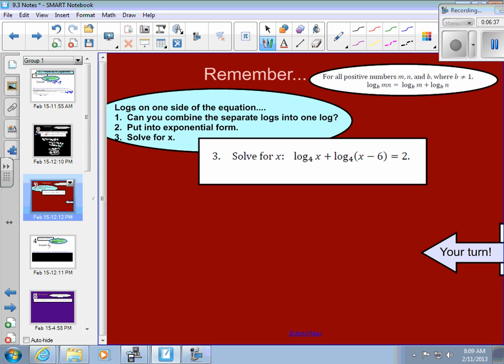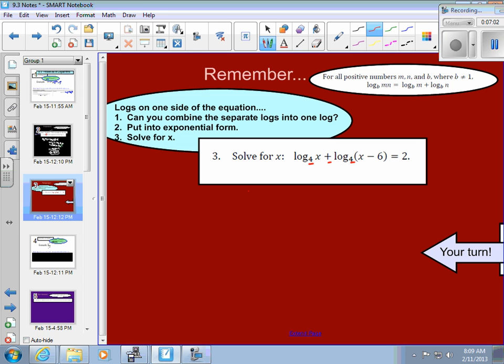So remember, before we just took some multiplication and split it into addition. We can also do the opposite, and we can combine two logs being added with the same base into a single log. And that's what we're going to do on number 3 here. Notice that both of them are log base 4, and we're adding these two logs. So our first step, we're going to combine these together into a single logarithm.